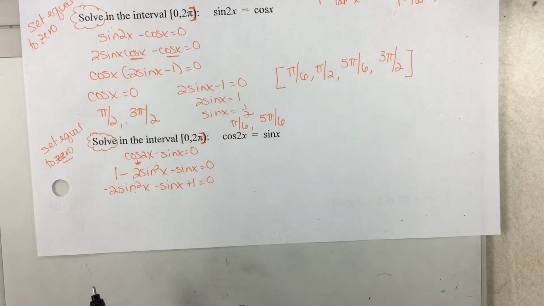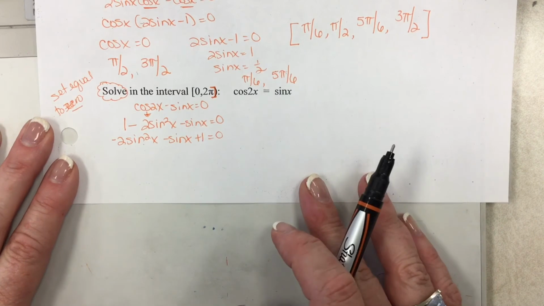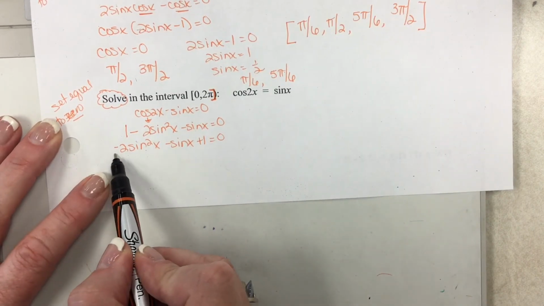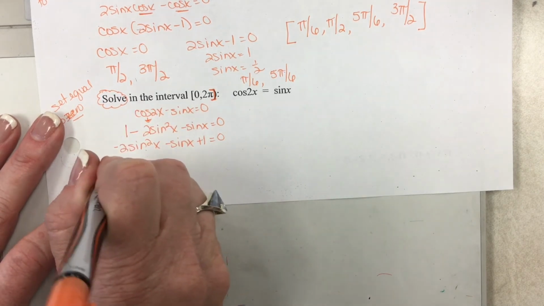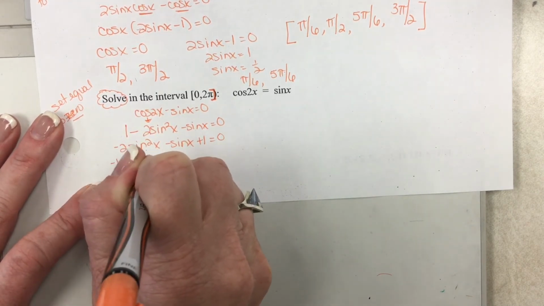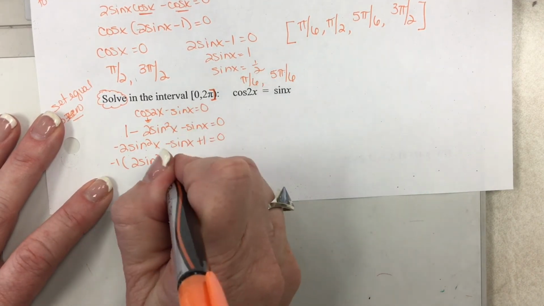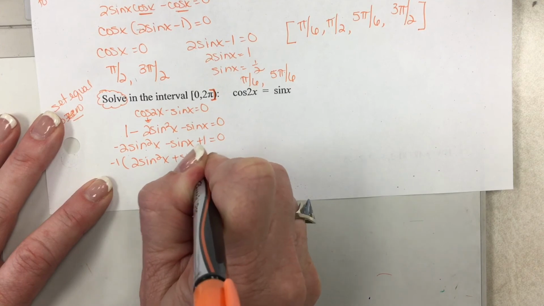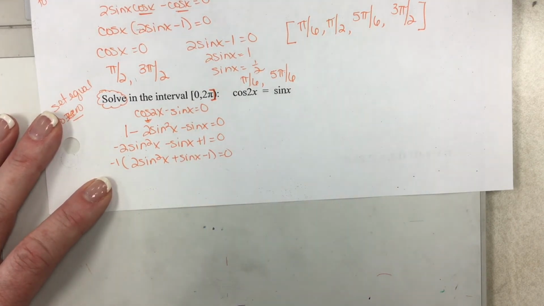I've got 3 terms, so a 3-term trinomial probably means I'm going to be factoring it into a binomial times a binomial. Now, it's always easier to stay on the positive, so I want to get rid of this negative. Try to keep it positive if you can. So let's pull out a negative 1 and make that a positive 2 sine squared x. But by pulling out this negative, it changes the sign inside. So the sine x becomes positive and the 1 becomes negative.